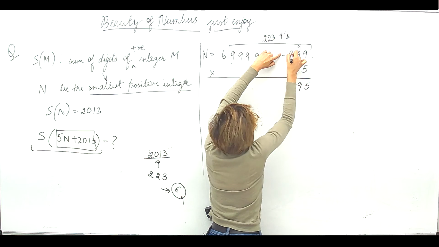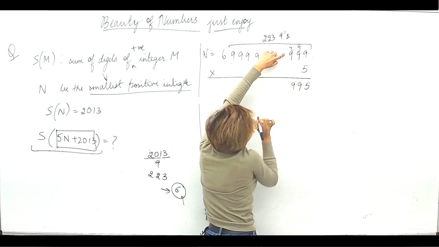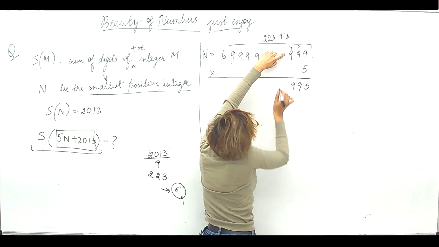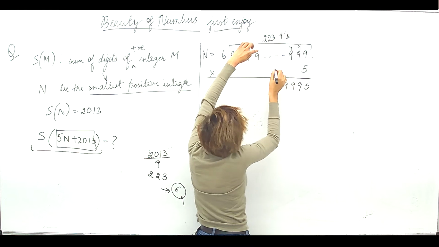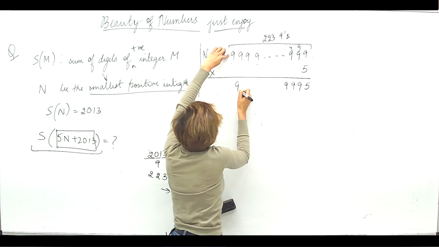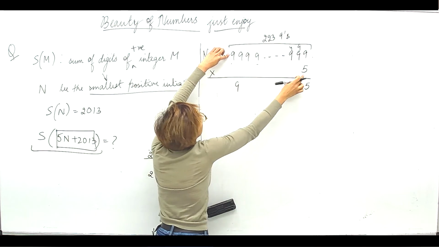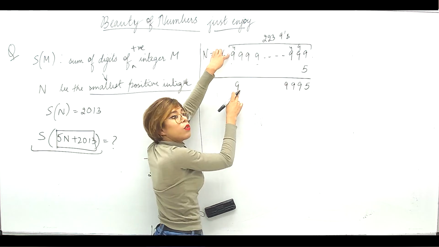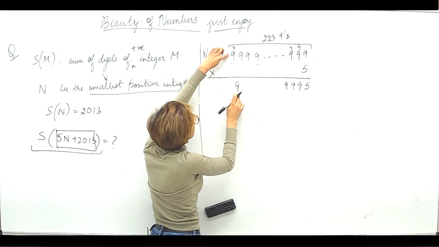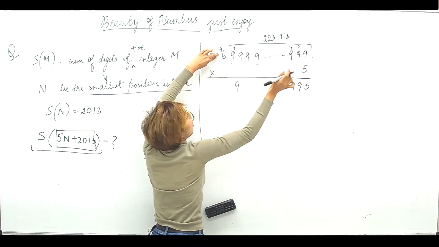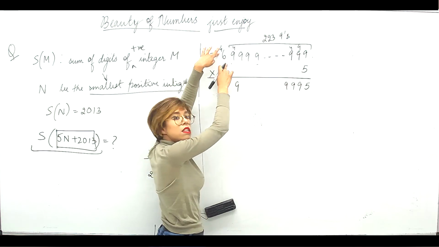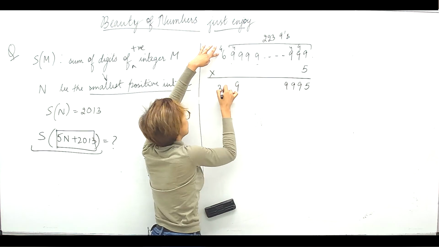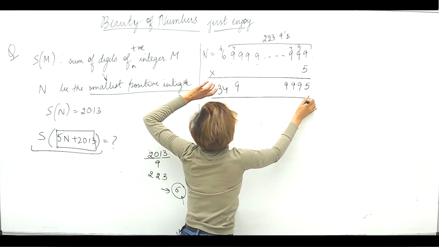So 4 will carry again. Again 9 comes, right? Then 4 carries again. Then 9 comes. So on, up to here 5 9s will come, right? 5 9s are 45 plus 4 carried. 9 came here, right? 4 carried here. Now 5 into 6 that is 30 plus 4, so 34. This is the number.